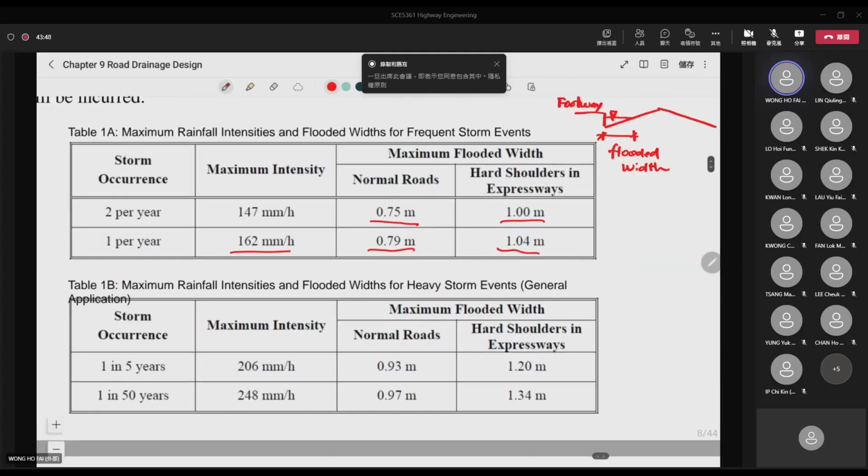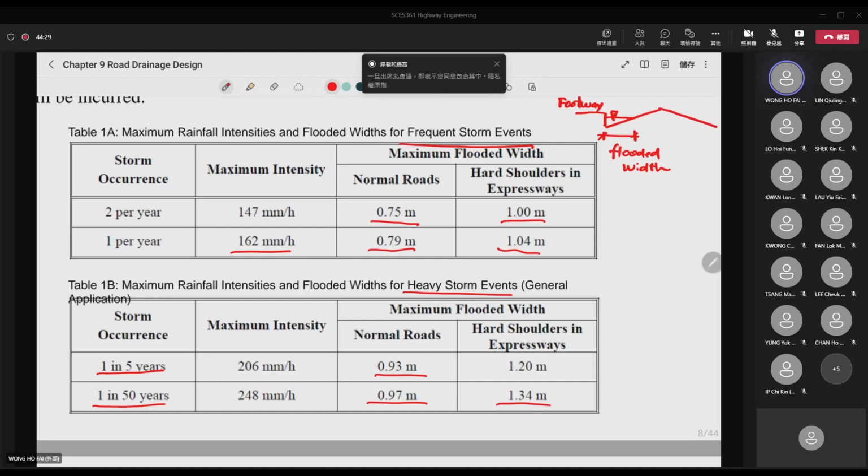And then for some of the so-called heavy storm events, like this is for the frequent storm event. That means it happens quite frequently. And then you can see that, well, 1 in 5 years and then 1 in 50 years, the flooded width, we don't want it to be too large. And then it is around 0.97 meter for the normal road. And then for the hard shoulder road, we just limit it to be 1.34 meter. This is the maximum rainfall intensity and then the flooded width for the heavy storm event.